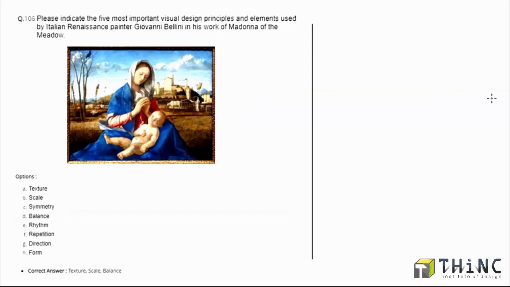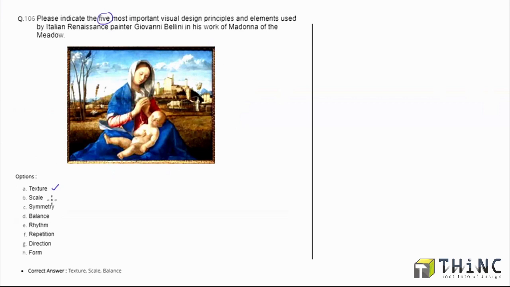Please indicate the 5 most important visual design principles and elements used by Italian Renaissance painter Giovanni Bellini in his work Madonna of the Meadow. The options provided are texture, scale, symmetry, balance, rhythm, repetition, direction, and form. The correct answer would be, see, 5 most important principles are inquired. The best suitable options would be, one is definitely texture. You can see a lot of texture in the painting. You can see the clouds, you can see the clothes, you can see the grass on the ground.